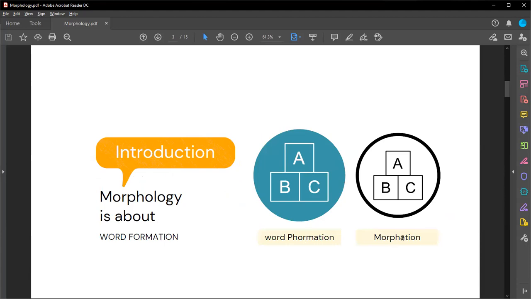The word formation and formation, this is just a joke. I hope that you get it.